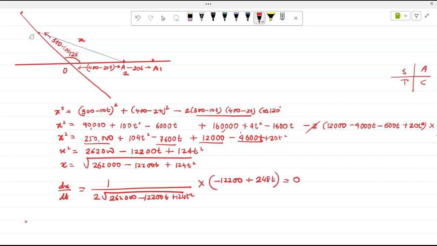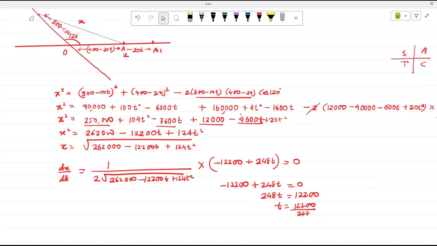You make this equal to 0. So that means you will get only this much there. Correct? So if you do that, 248t is equal to 12200. So t is equal to 12200 upon 248. You divide this only, you know what you have to do. Why can't I do this from the beginning? Beginning this will get cross minus and become 0. Yeah. So t is equal to 49.2.